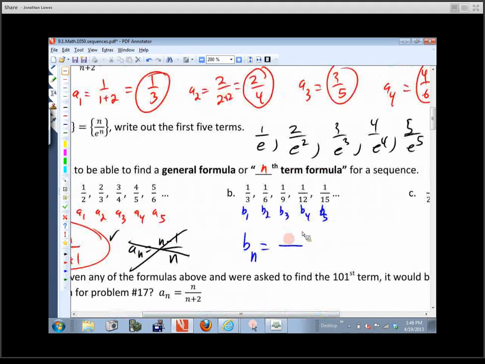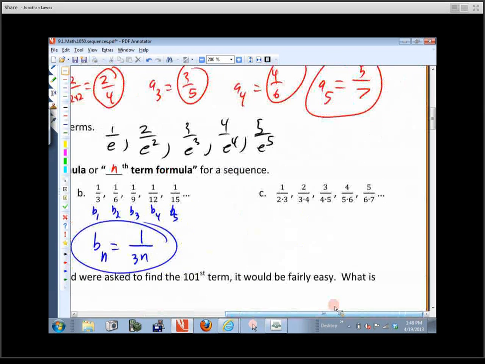Got to be a fraction. Ooh, not even that. Top's a 1, bottom is a 3n, right? Does that work? Okay. Let's take a look at the next one.